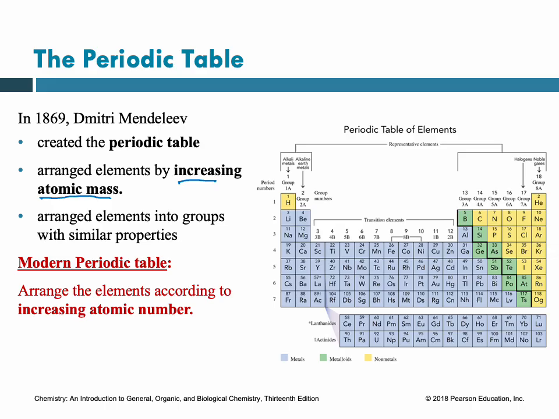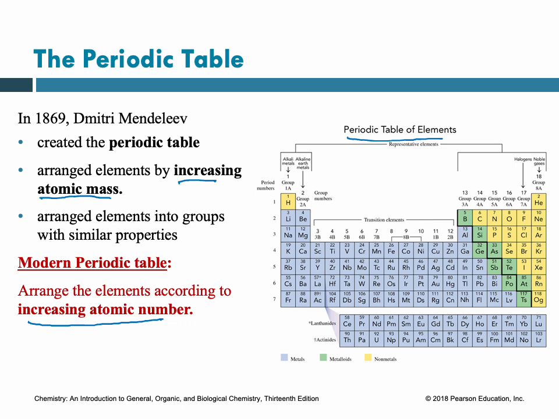So now what we use is called the modern periodic table. This periodic table that you see right here is the modern form of the periodic table. Here the elements are arranged in the increasing order of their atomic number. What is that atomic number? We'll talk about it later on.